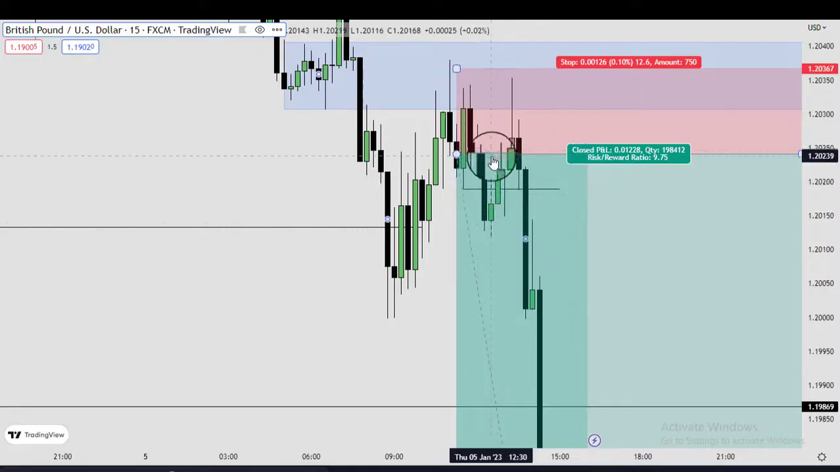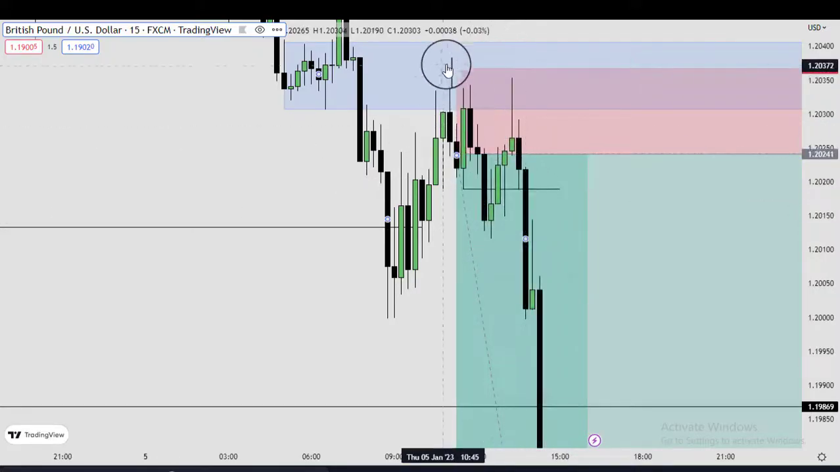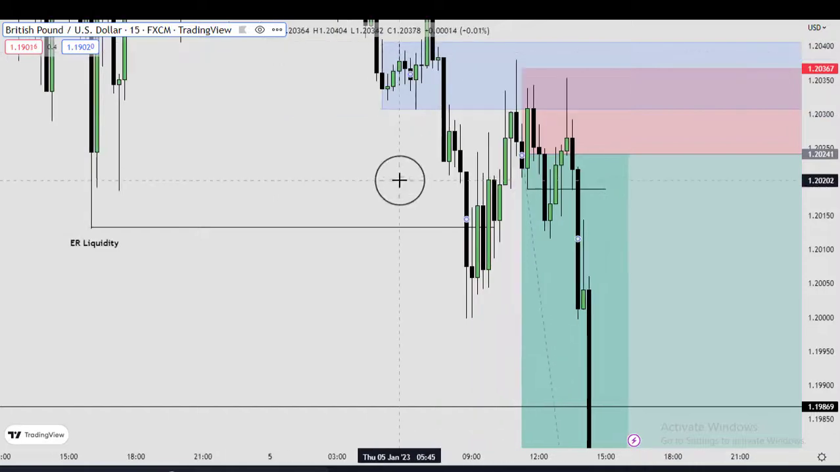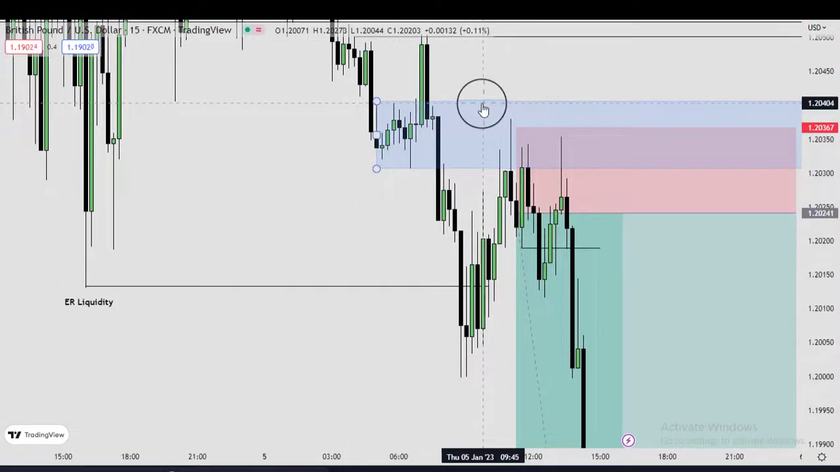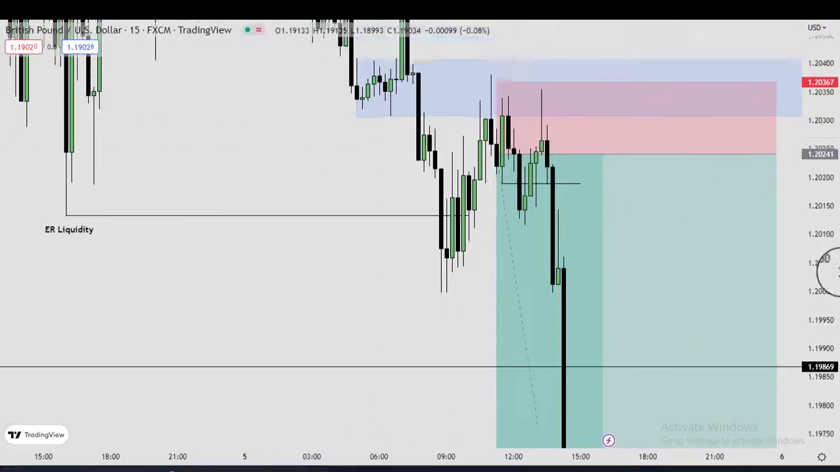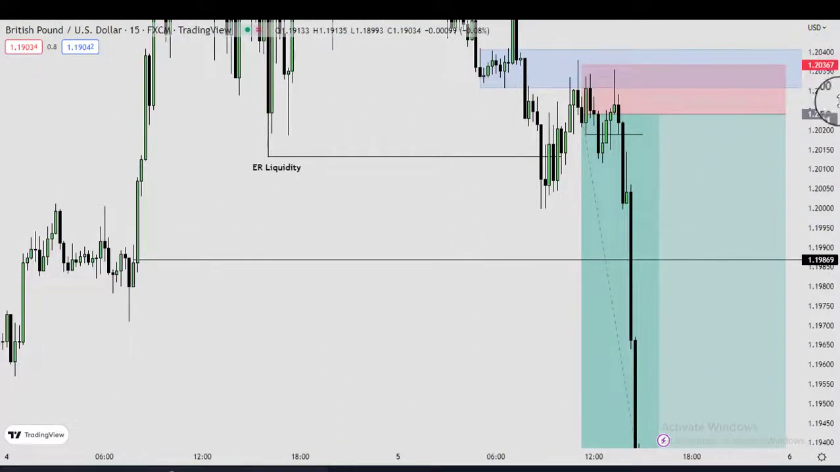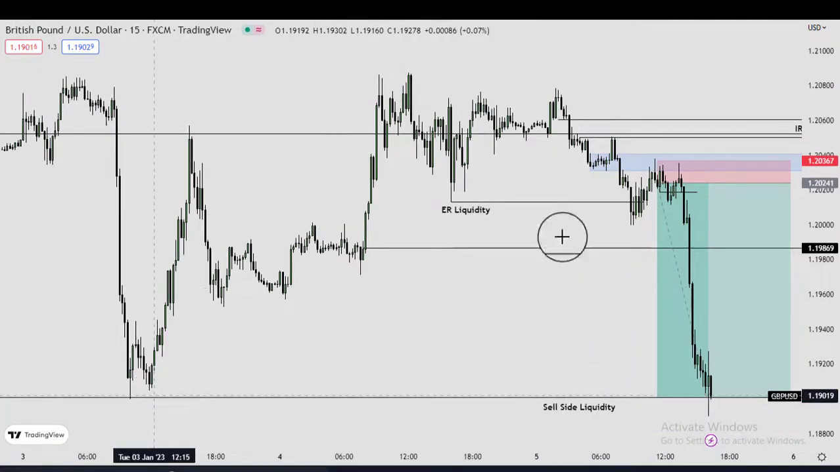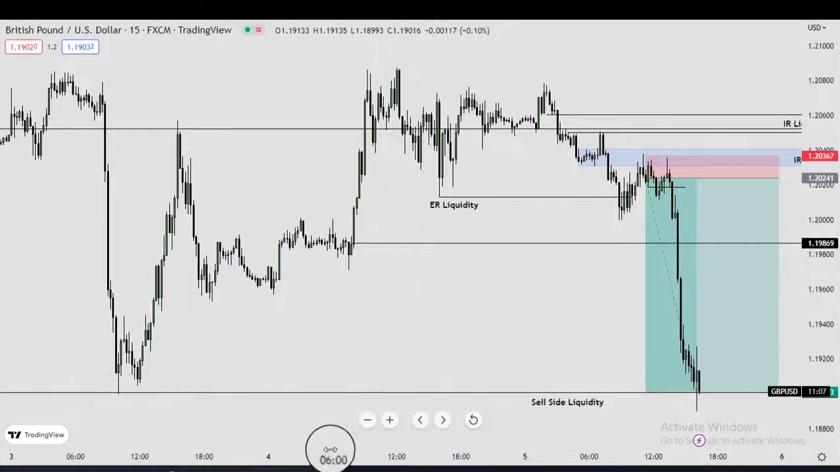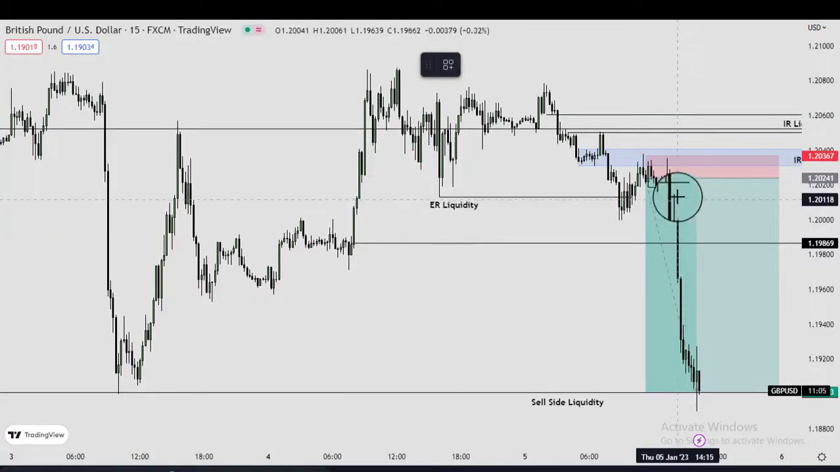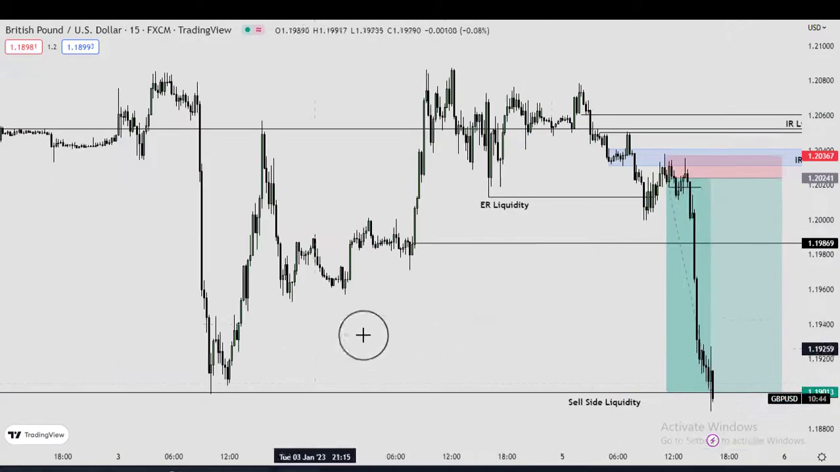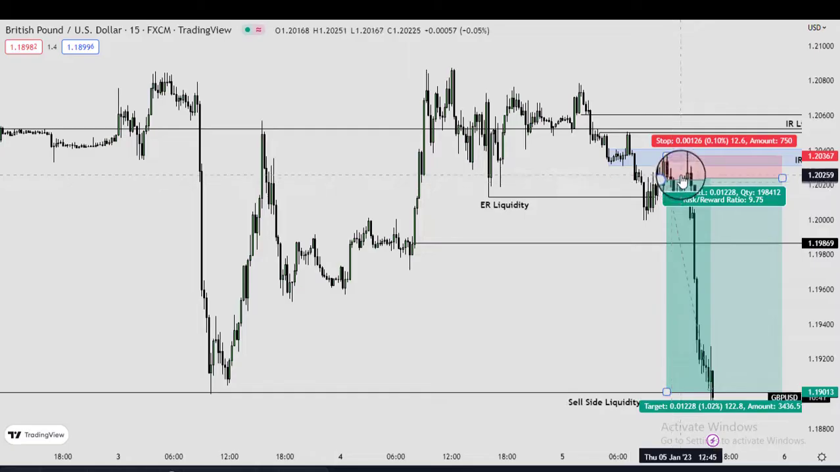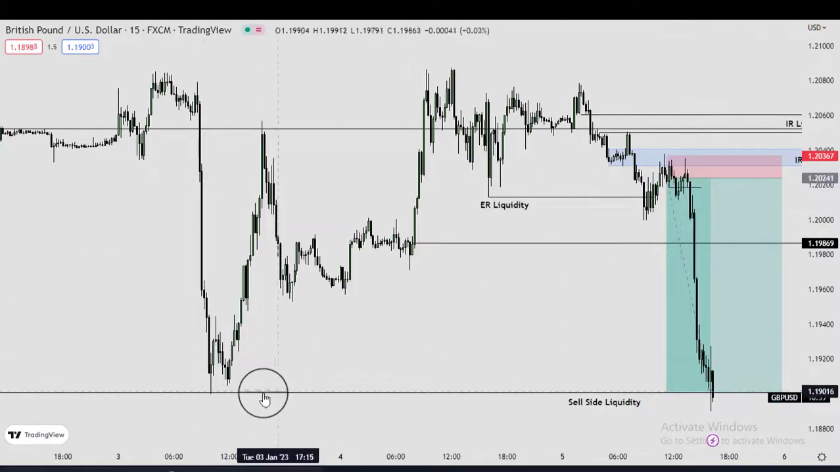I took my trade, immediately price returned into this order block and my stop loss above this high, that's where I actually put the SL. And look at what we are able to catch. We caught 150 pips. Where is my take profit? The take profit is the relative equal lows here. Price traded into that take profit region. So guys, this was how I was able to take this trade from this entry to take profit.